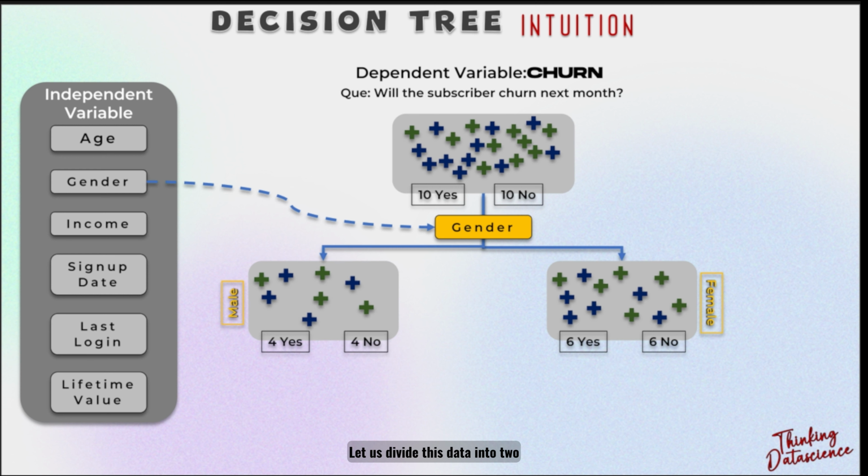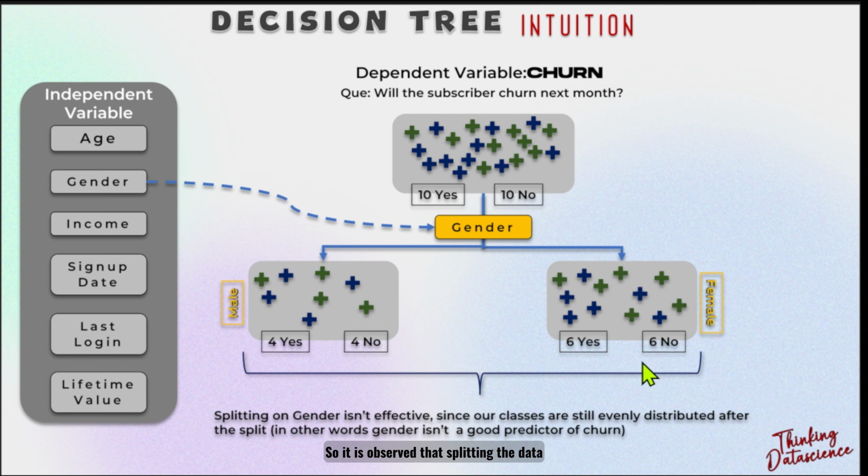Let us divide this data into two categories based on gender of the subscriber. We'll group all the males in one bucket and all the females in another bucket. So it is observed that splitting the data by gender doesn't prove to be useful in predicting the outcome for both groups. The number of subscribers who churned and who didn't churn remains the same. Therefore, gender cannot be considered as a reliable predictor at this stage of the decision tree.